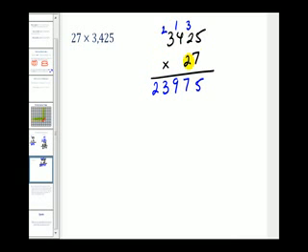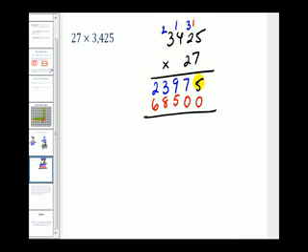And now we multiply by the 2, but since this 2 is in the tens column, we have to start by adding a 0 in the ones column. And we have 2 times 5, that's 10. So we write down the 0 and carry the 1. 2 times 2 would be 4, plus the 1, that would be 5. Then we have 2 times 4, that would be 8. And then we have 2 times 3, that would be 6.